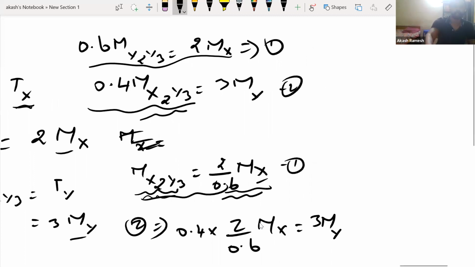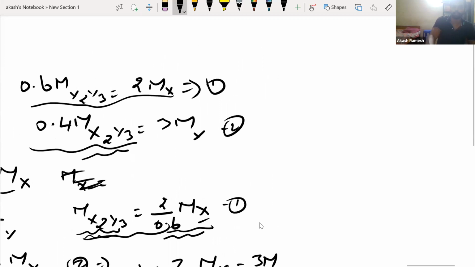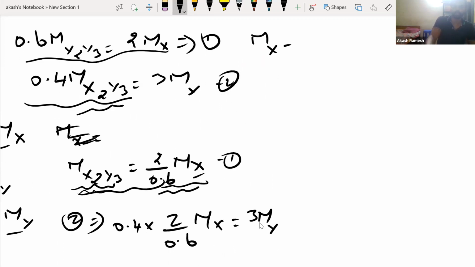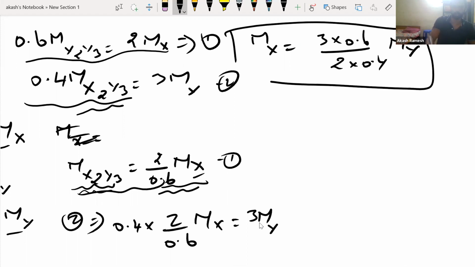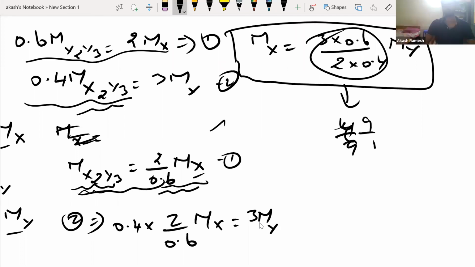Now you can easily calculate, guys, if you just keep Mx on one side. Now it will be 3 into 0.6 divided by 2 into 0.4 into My. That's it. This is the number, and I think it is 4/9. What you said is correct. Now, if you do this properly, this entire thing will be 4/9. So 9/4, sir. Oh, sorry, 9/4. Correct. This is 9/4. Fine, that's correct.